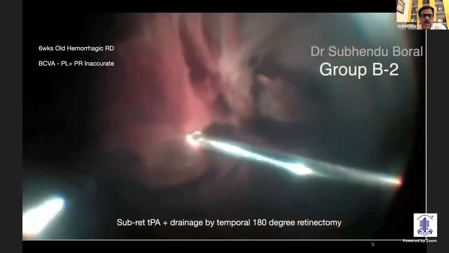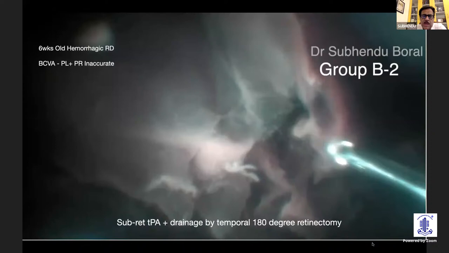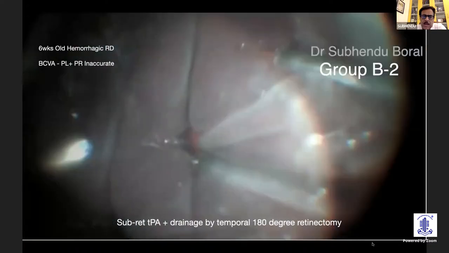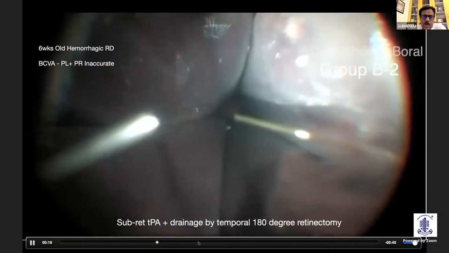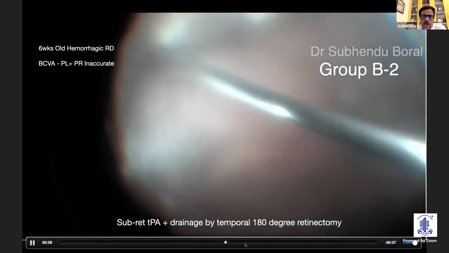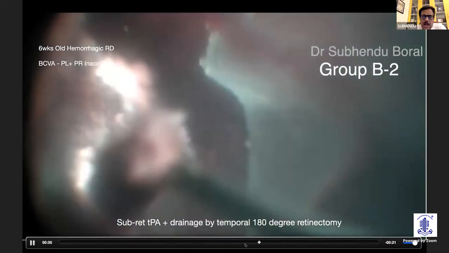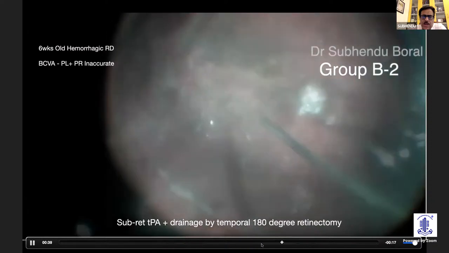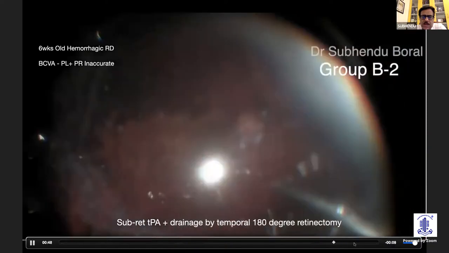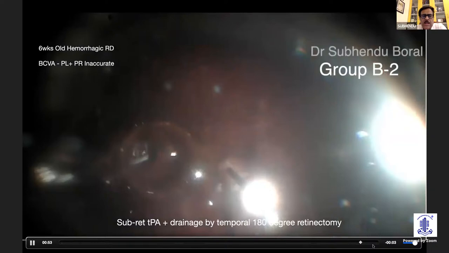This is another case where you have to be very careful, because preoperatively ultrasonography was showing a hugely elevated hemorrhagic retinal detachment. After clearing all the blood, I injected subretinal TPA and then did a temporal retinectomy to remove the lysed blood and clear all the subretinal blood. This is a very tedious kind of surgery. Then you have to reposition the retina. Now the retina is nicely attached. You can see the laser all around, and we treat the case like a GRT case: subretinal TPA followed by drainage through the temporal 180 retinectomy and injecting silicone at the end of the surgery.